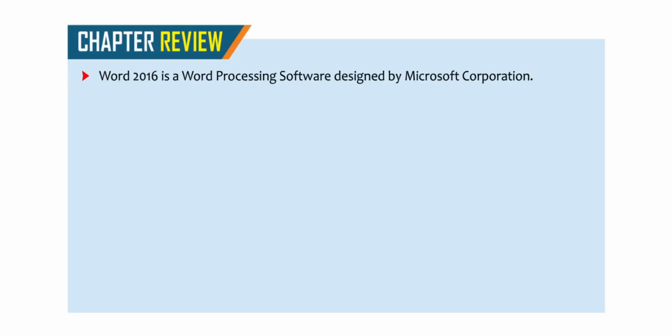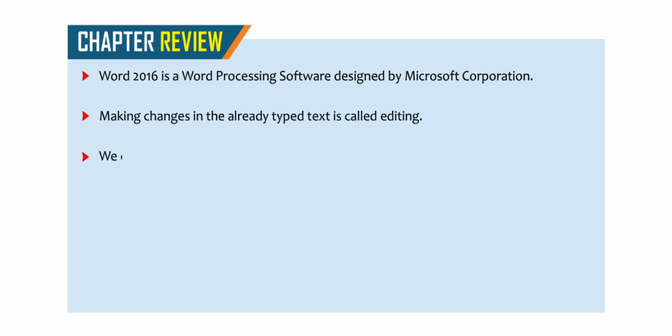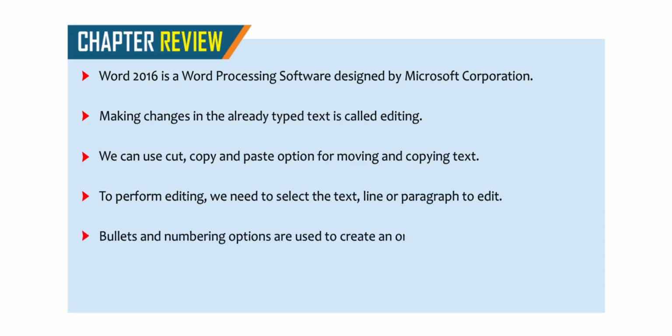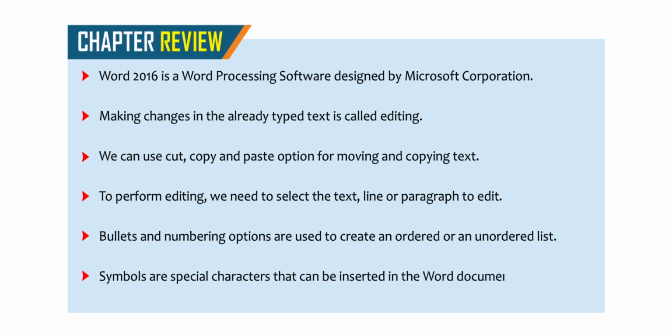Let us quickly have a look at the Chapter Review. Word 2016 is a word processing software designed by Microsoft Corporation. Making changes in the already typed text is called editing. We can use Cut, Copy and Paste options for moving and copying text. To perform editing, we need to select the text, line or paragraph to edit. Bullets and numbering options are used to create an ordered or an unordered list. Symbols are special characters that can be inserted in the Word document.